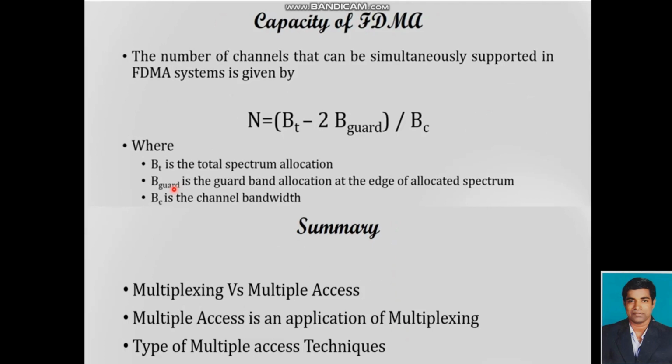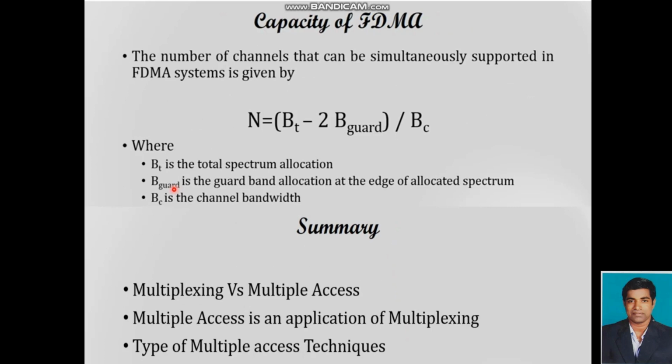Capacity of FDMA: the number of channels that can be simultaneously supported in FDMA systems is given by N equals Bt minus 2B guard, divided by Bc. Here Bt is the total spectrum allocation, B guard is the guard band allocation at the edges of the allocated spectrum, and Bc is the channel bandwidth.